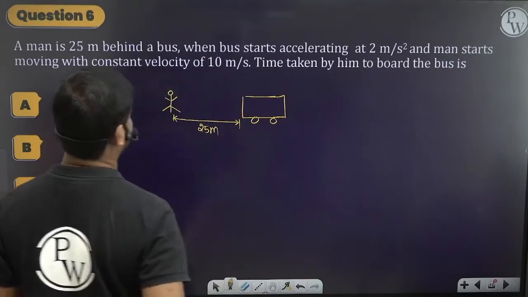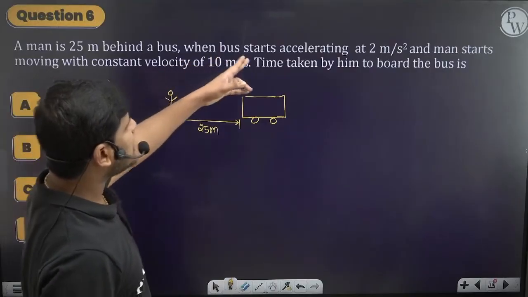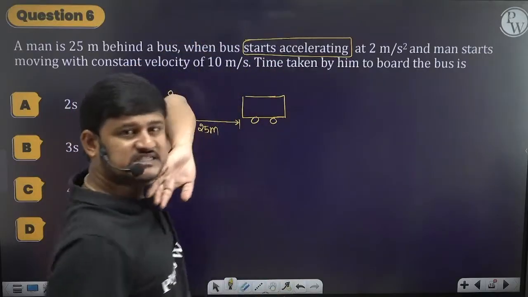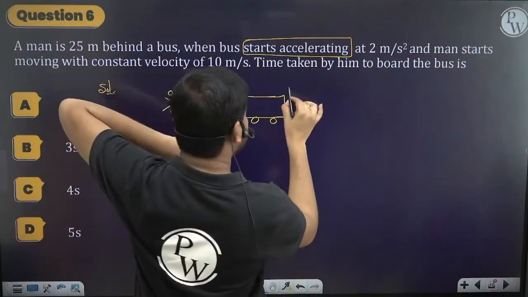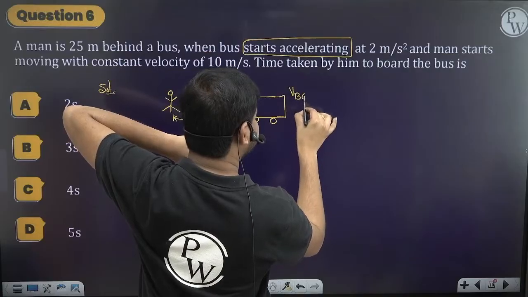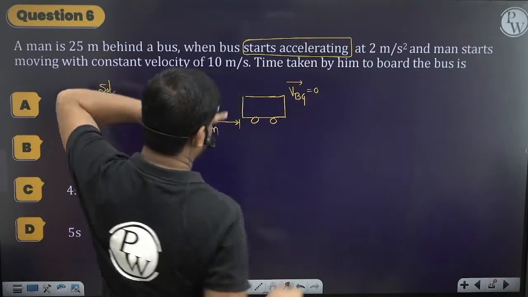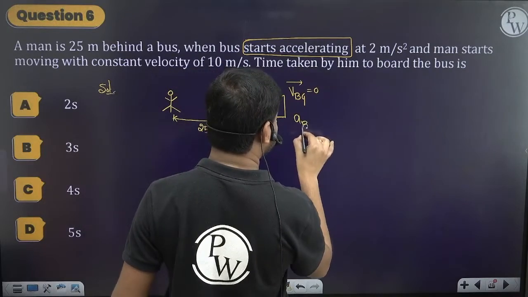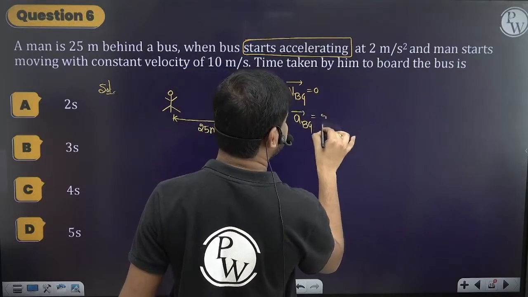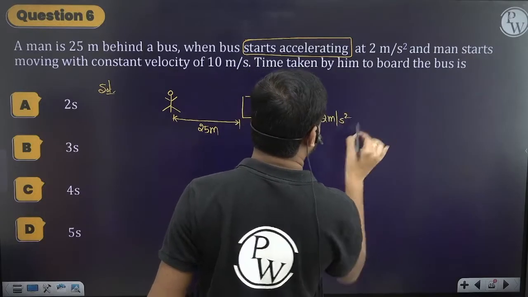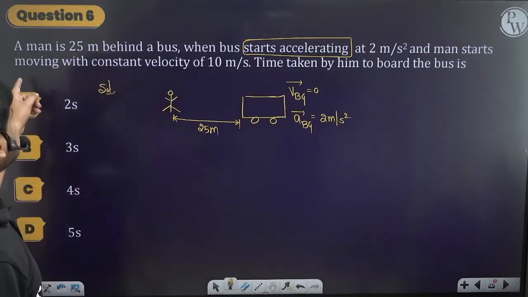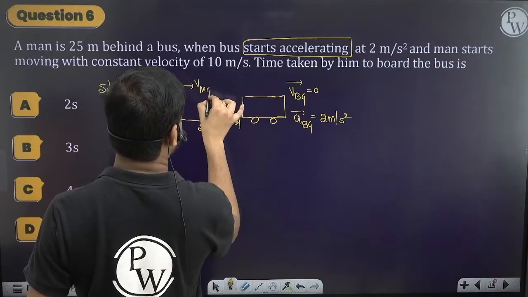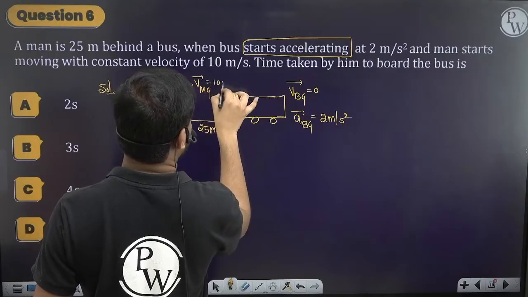So this part is clear now. The bus starts accelerating. See here, hint: the bus starts accelerating. So initially the velocity of the bus with respect to ground is 0. It starts accelerating just now. The acceleration of the bus with respect to ground is 2 meter per second square. And a man starts moving with a constant velocity. The velocity of man with respect to ground is given, which is 10 meter per second.